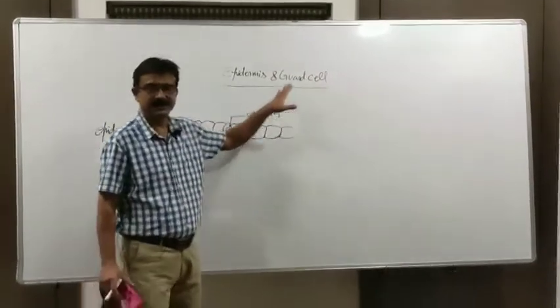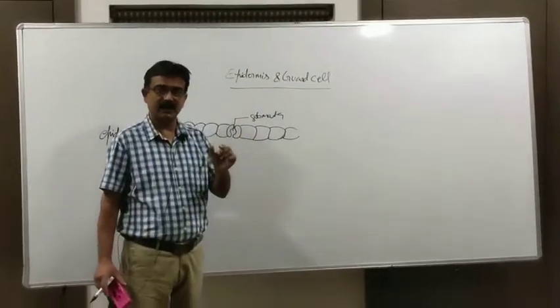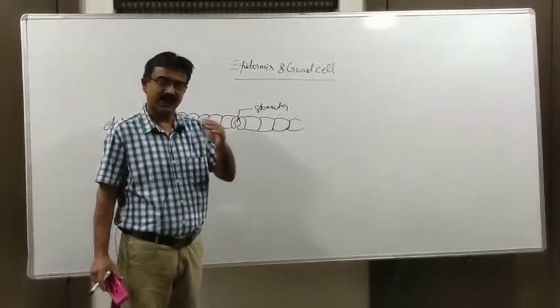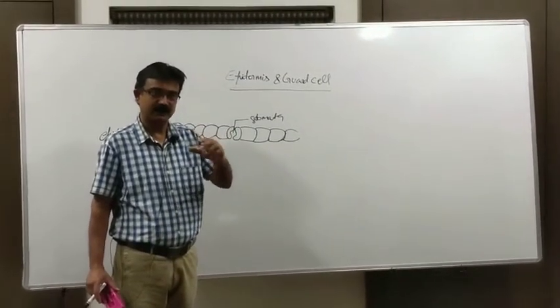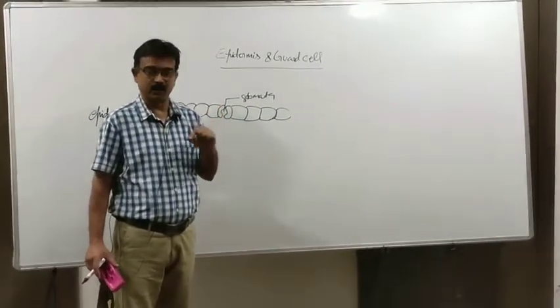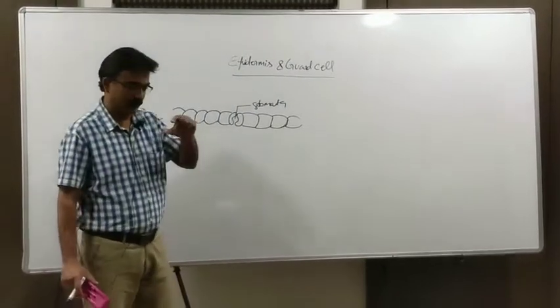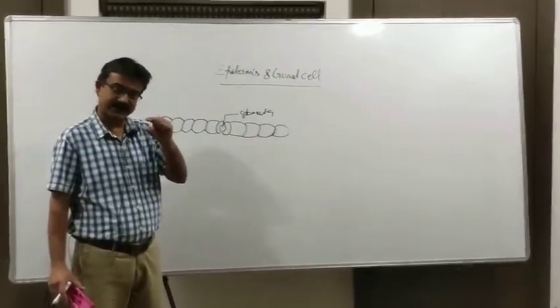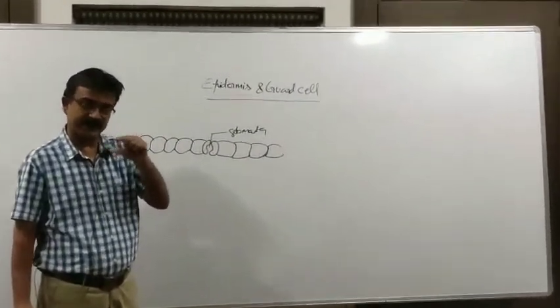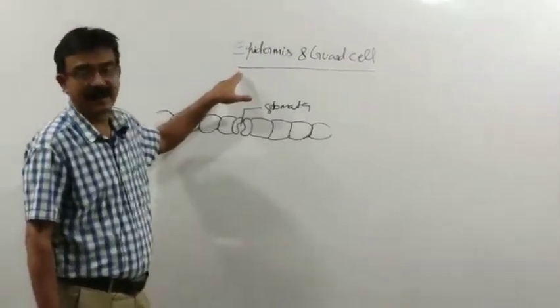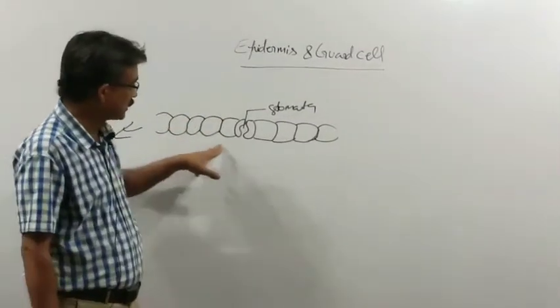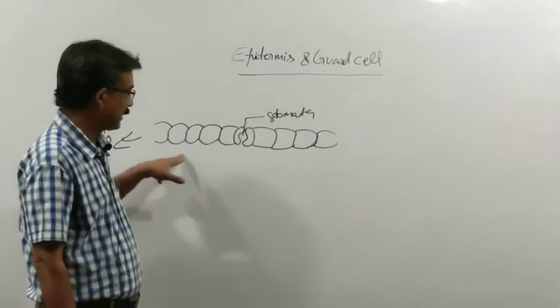Epidermis and guard cells. You know, inside the plant, at the outer surface of a plant cell, plant tissue or plant organ, there is a single layered protective layer, made up from a single layer of cells, and this protective layer is referred to as epidermis. Here you are observing a layout of this epidermis cell.